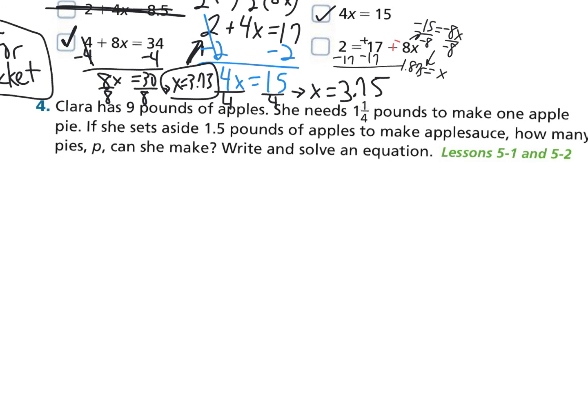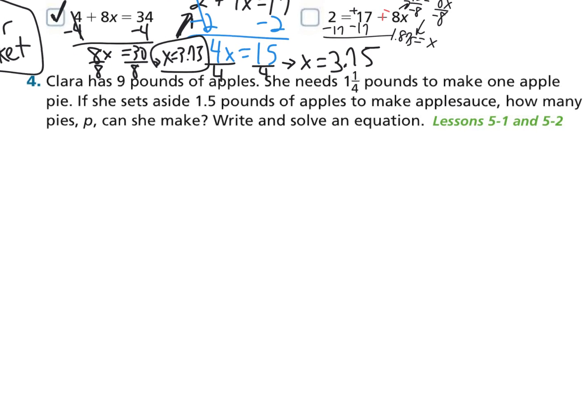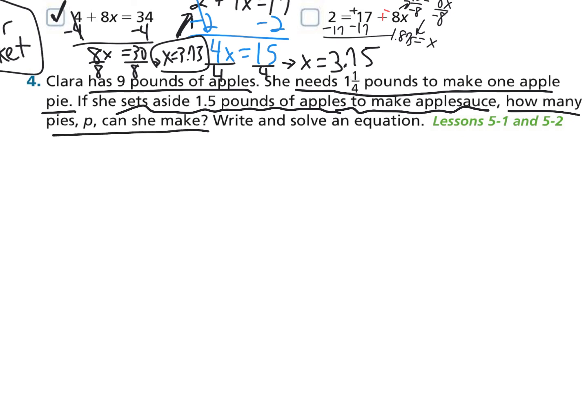Number 4, Clara has 9 pounds of apples. She needs 1 1/4 pounds to make 1 apple pie. If she sets aside 1.5 pounds of apples to make applesauce, how many pies P can she make, right, and solve an equation? Okay, so there's different ways you could do this.